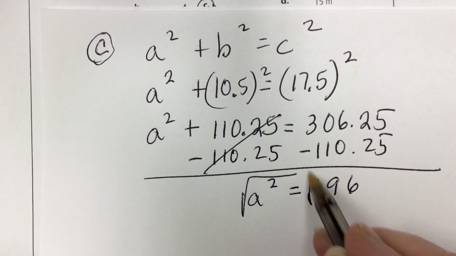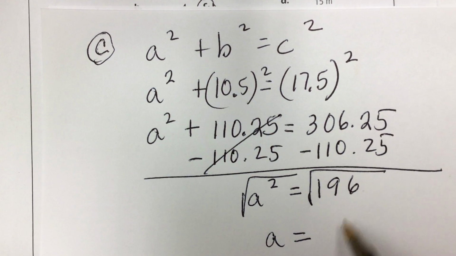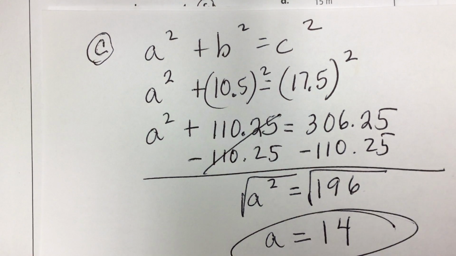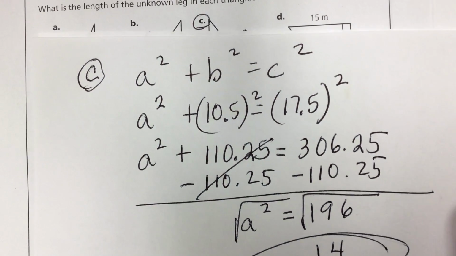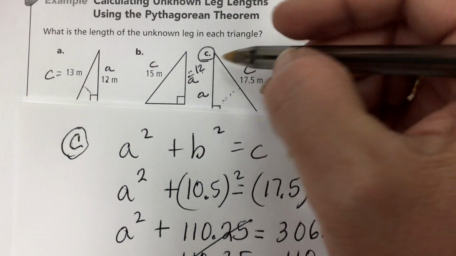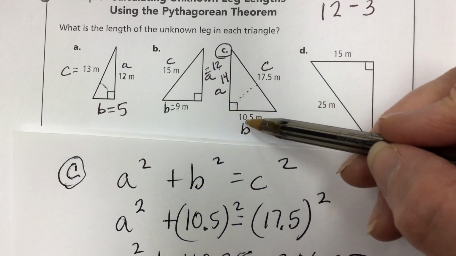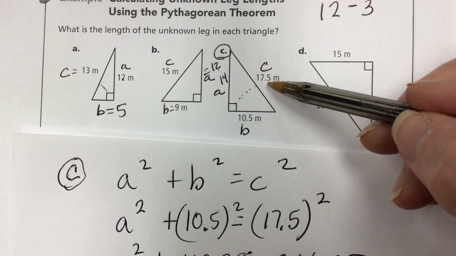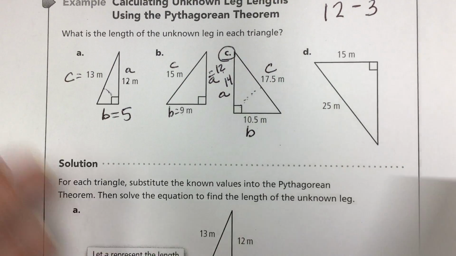Now take the square root of both sides. So A is equal to, when you take the square root of 196, it's 14. So the length of the other leg of this triangle for C is 14. A was 14. I had A equaling 14. B is 10.5. They're both smaller than my hypotenuse. Always check that. And now the last triangle is D.